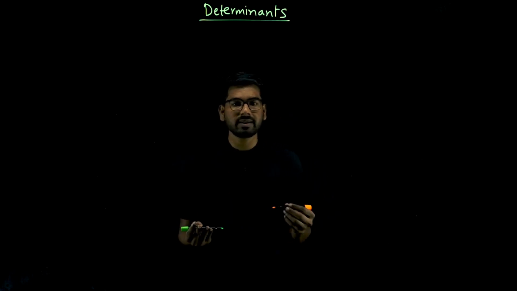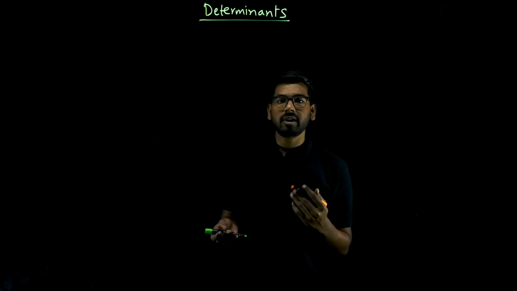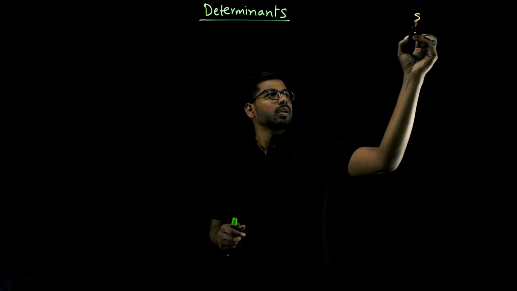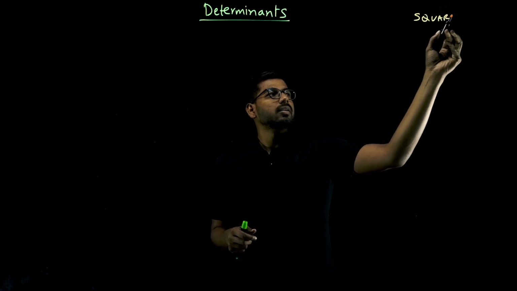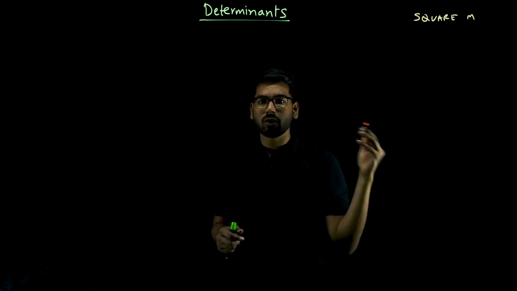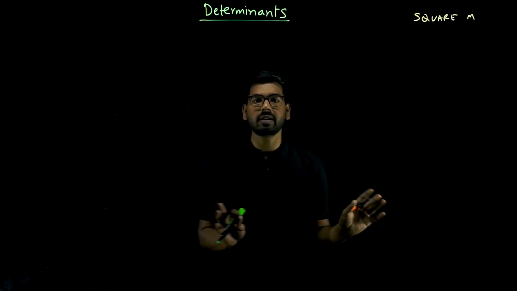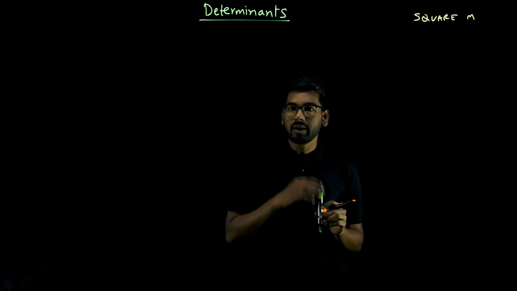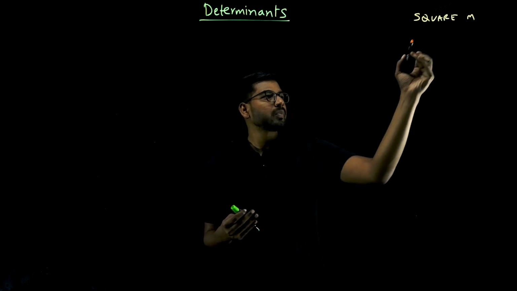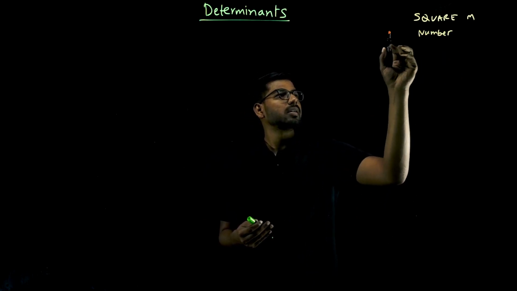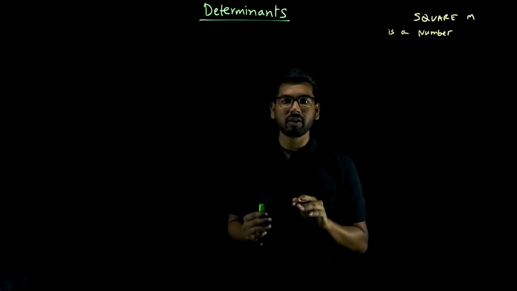Okay, so first thing, determinant. We only find the determinant of a square matrix, like a 2 cross 2 matrix or 3 cross 3 matrix and such. Then what is a determinant? Determinant is a number. Determinant of a matrix is a number.